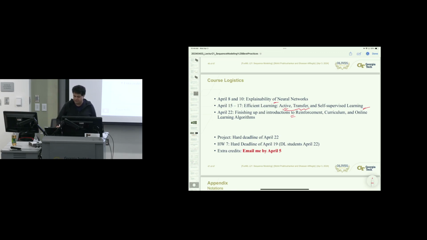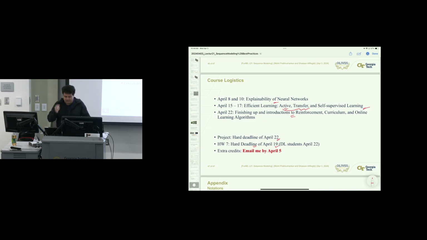I mentioned this before. There's going to be a hard deadline for your project, April 22nd, and there's going to be a hard deadline for Homework 7 as well, which is April 19th. Homework 7 will be released next Monday. But these are going to be hard, so I will not be able to give extensions to anyone, because Georgia Tech policy is that we have to make sure that there's no assignment submission during the reading period, which means that these are going to be hard deadlines for Homework 7 and the project.